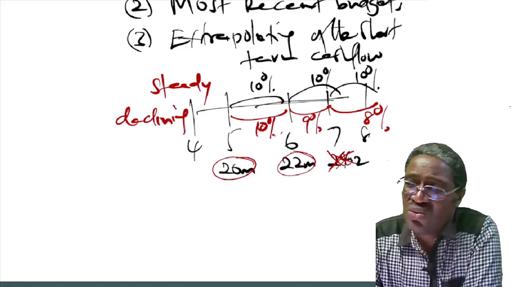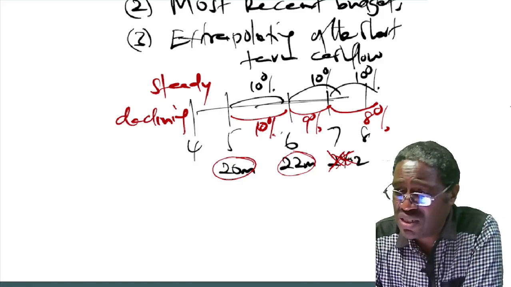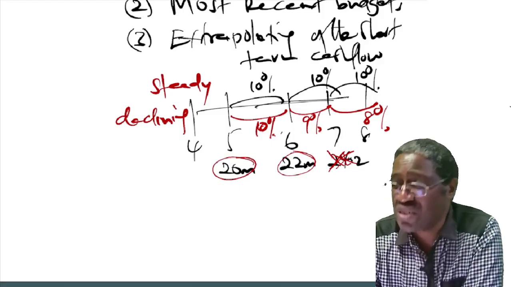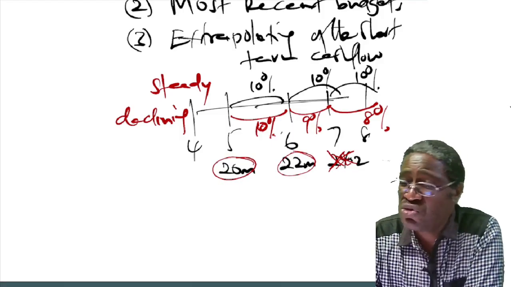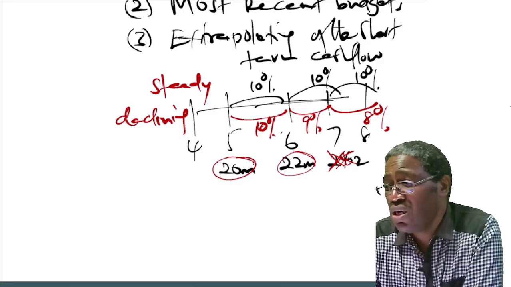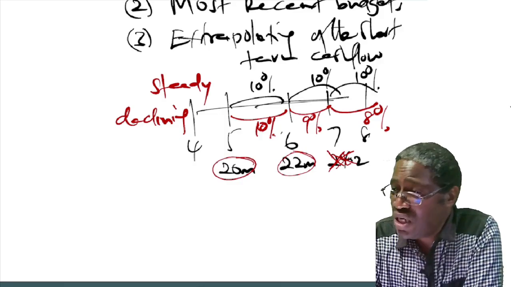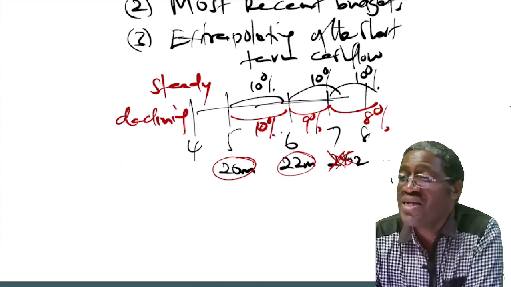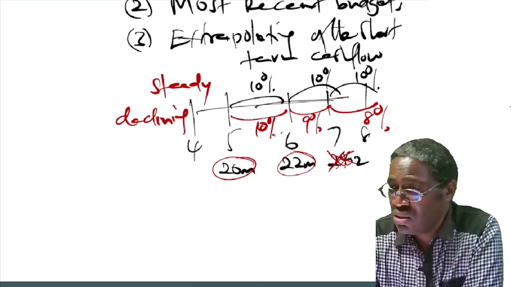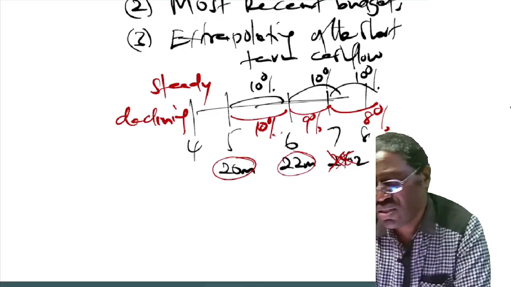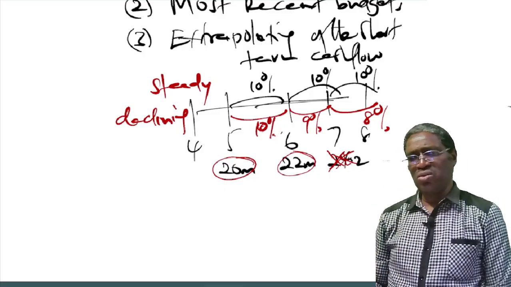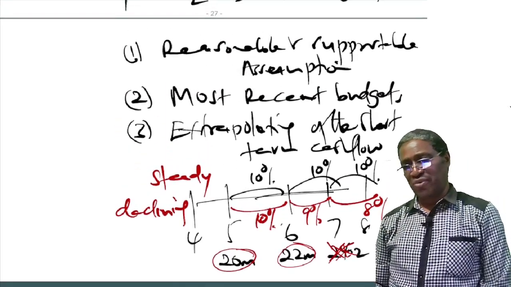So our first one, which was 10% every year, was extrapolating using a steady growth rate. Alternatively, your company could choose that our cash flows will grow by a declining growth rate. But that's what the accounting standard says. Good. So I hope you now know how to project those future cash flows.